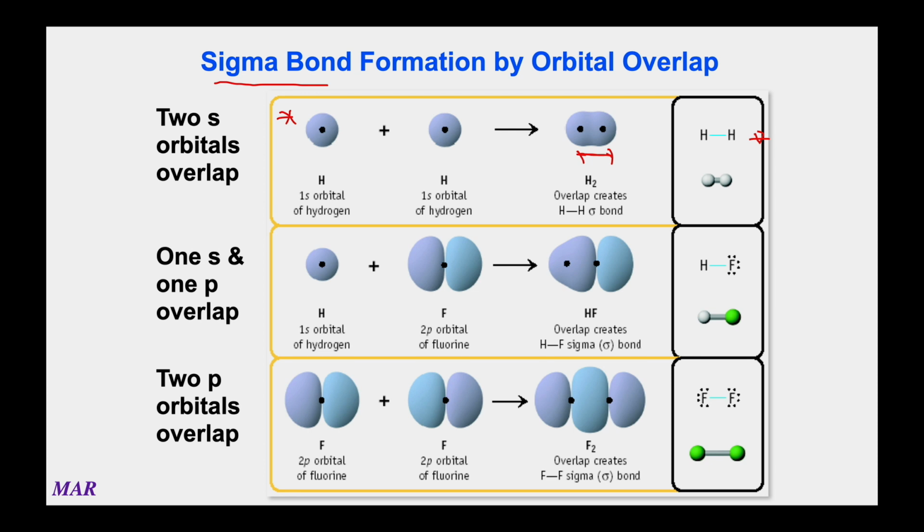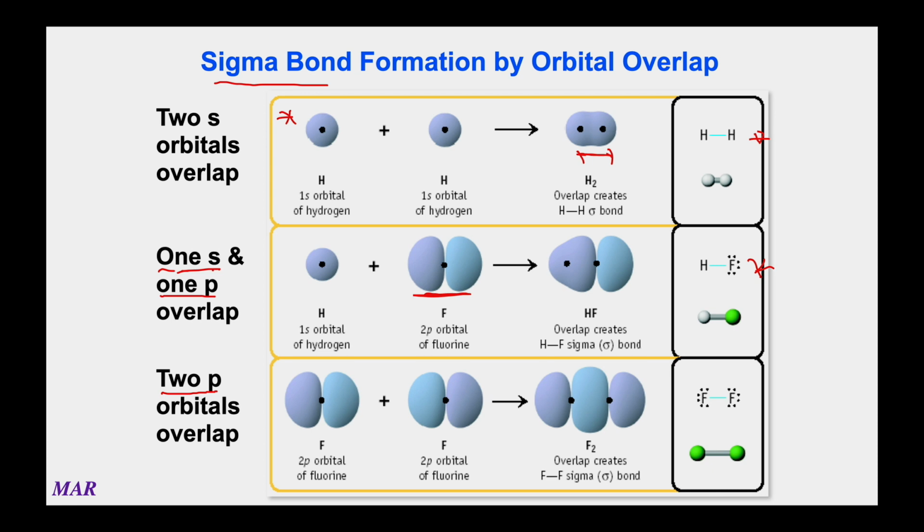But you don't have to have two s orbitals come together. You can have one s and one p orbital coming together. You can also have two p orbitals coming together. As long as you have that overlap of the orbitals, you're going to do it. So hydrogen monofluoride, HF, the second example, comes from an f orbital, and we're using a p orbital here because if you remember, fluorine is 1s2, 2s2, 2p5.